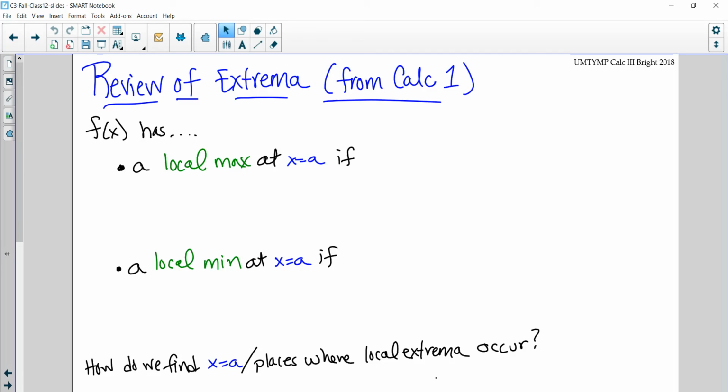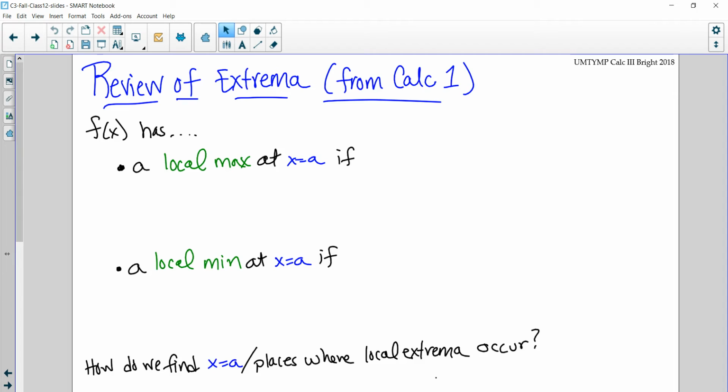All right, week 12, and we're going to be talking about extrema today. So we're going to first start off with a little bit of a review from Calc 1 of this idea of extrema, because it has been a couple of years since we maybe saw this. And so we use the language of local min and local max to talk about extreme values, and we're going to focus on locals, and then remember there are absolute mins and maxes as well.